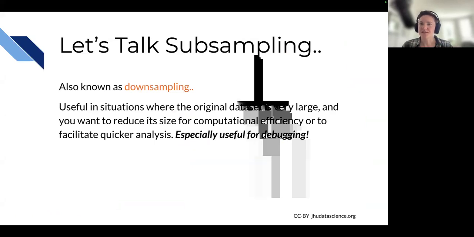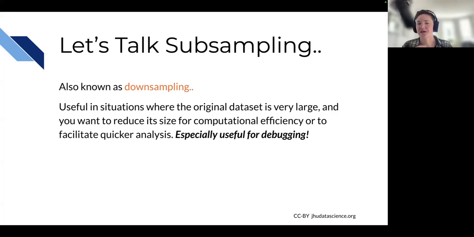Shifting gears a little bit, let's talk a little bit about subsampling. Also, we'll call this downsampling as well. This process is really useful for situations where original data is very large. So that definitely applies to genomic data and genetic data. And this process helps you reduce the size, either for computational efficiency or to facilitate some kind of quick analysis.